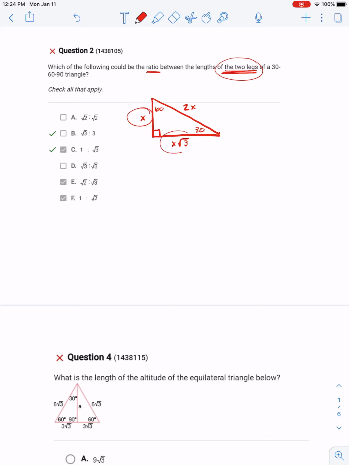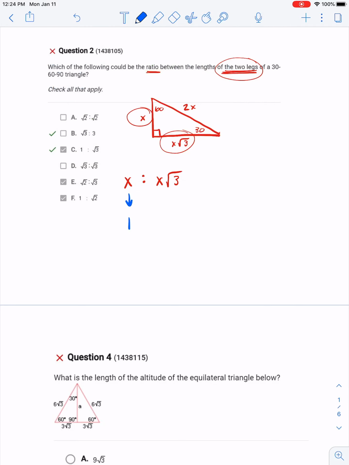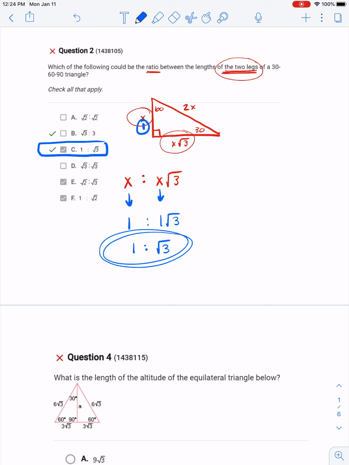Okay, it's asking you for the ratio between the lengths of the two legs. That would be this leg and this leg. So to write it as a ratio, we write x, the first leg, and then a colon, and then the other leg, x radical 3, okay? Now, I'm going to simplify this. Let's say, for argument's sake, x is equal to 1. So 1 to 1 radical 3, or that's just really 1 to radical 3. That would be the simplest form of the ratio between the two legs. So if you look at your options, 1 to the square root of 3, we're just saying, okay, pretend that this side right here is actually 1 instead of it being x. Then that's where this option comes from, okay?